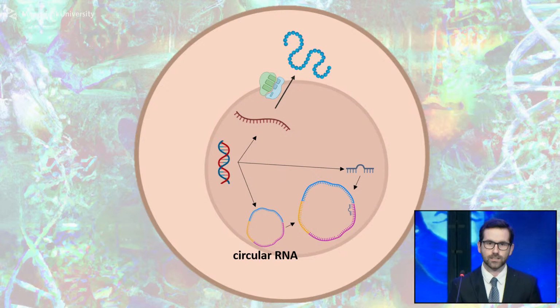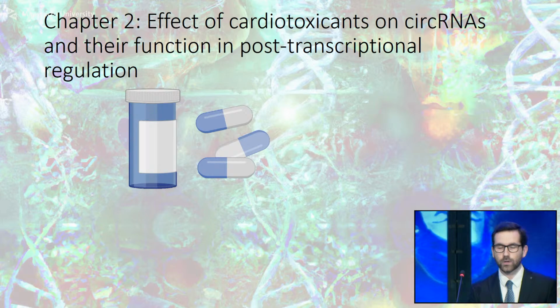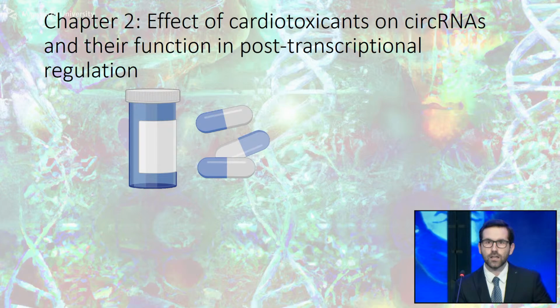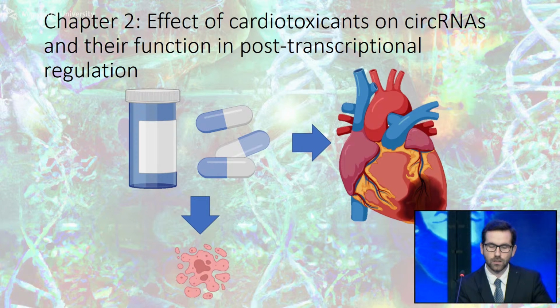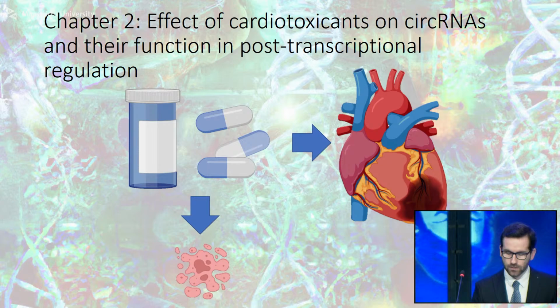And what is one of the conditions or situations where there are changes in a cell? Drugs. So for example, if we go to the example of chemotherapy, if we have a tumor drug, we know that the chemotherapy will be able to kill the cell. But unfortunately, there are also some side effects. The ones that I focused on were those with toxic effects on the heart. So in chapter two, I wanted to focus on the effect of circular RNAs, how they were involved in the toxicity of hearts because of drugs.